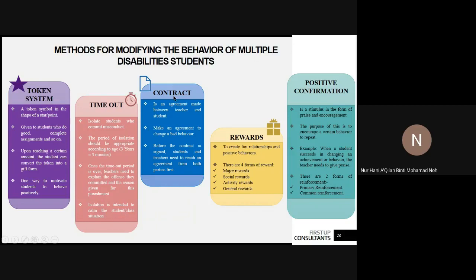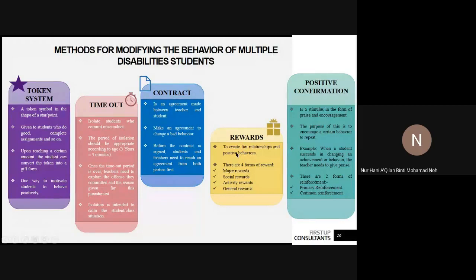Number three is contract. Contract is an agreement made between teacher and student. This contract is made to change a bad behavior. Before the contract is signed, students and teachers need to reach an agreement from both parties first. Okay, number four is reward.